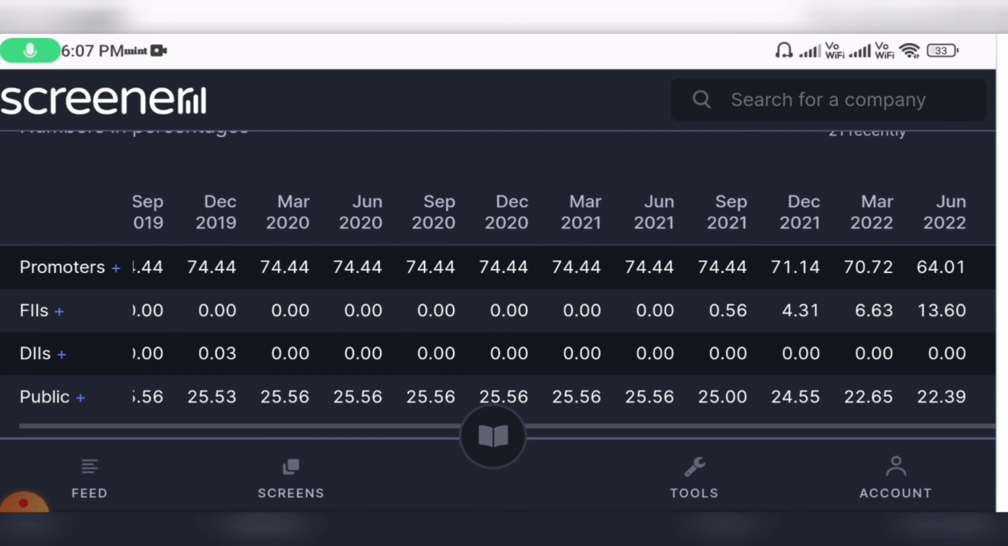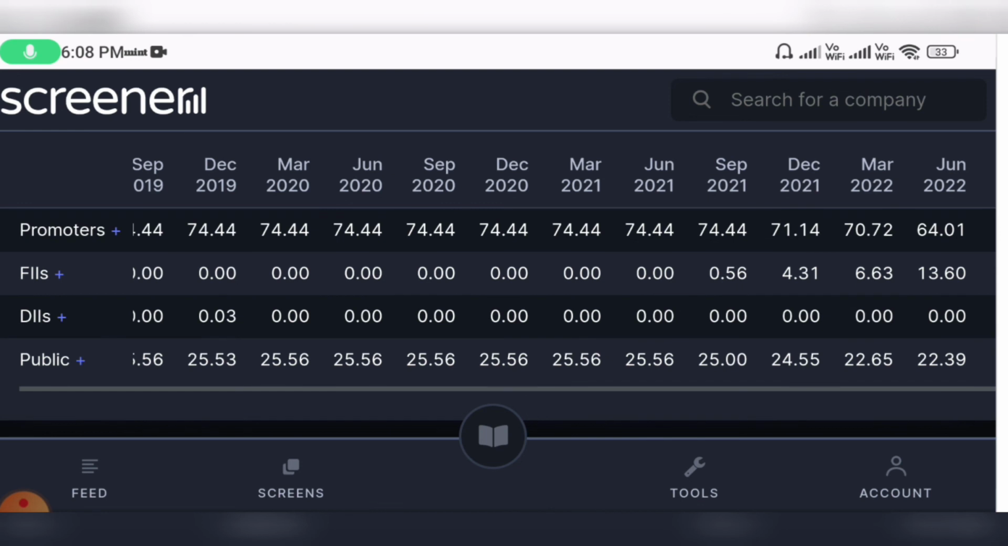And then here you can see the shareholding pattern of this stock. So in the June 2022 quarter, the promoter holding has decreased by 6%. But hold on, you need not worry, because FIIs have increased the percentage from 6.63 to 13.60. So this is really good, and you can see how the FIIs are increasing in every quarter. So it was 0, and then in September 2021 it was 0.56, and then in December 2021 it was 4.31, and in March 2022 it was 6.63, and in June 2022 it's 13.60.